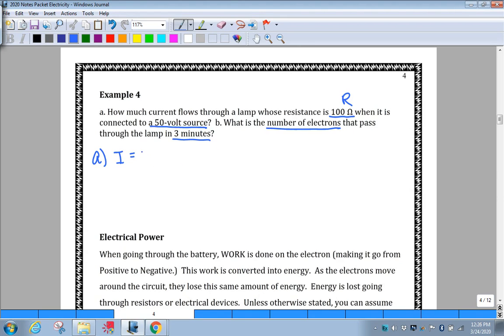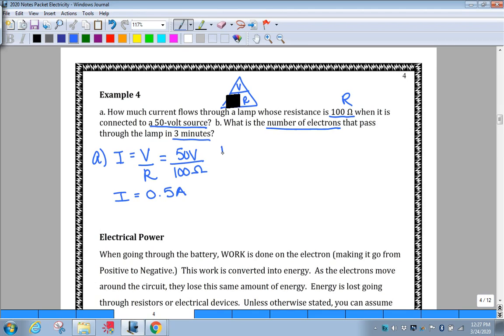Current, if you look at the Ohm's law equation, is going to be V over R. If you want to, you can draw that triangle again. V equals IR, and you cover up I, so you get V over R. Okay, so we have the voltage, 50 volts, divided by 100 ohms, and you get 0.5 amperes.